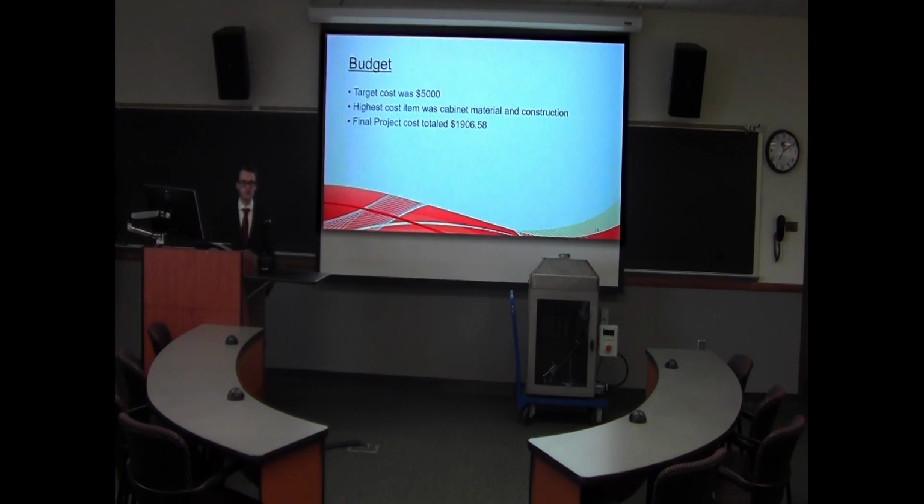Kodiak provided the team with a budget of $5,000 to build the cabinet. The most expensive item of our manufacturing was the cabinet material and production. The cabinet sub-team utilized a local manufacturer to obtain and construct the cabinet, who charged them far less than their initial budget estimate. Each sub-team made reducing the cost of their components of the project a priority, and thus our final cost ended up being only $1,900.